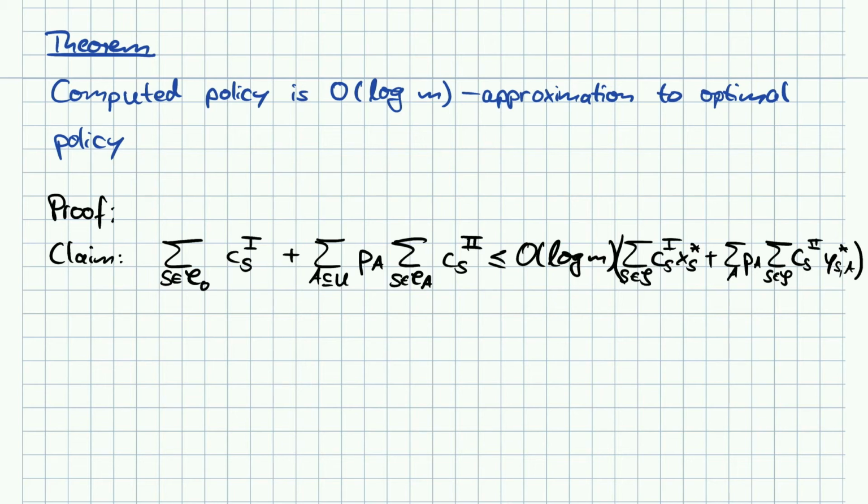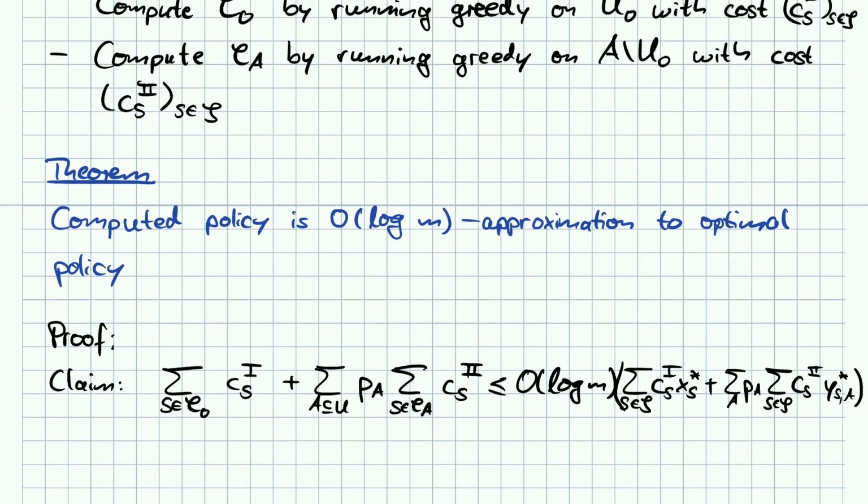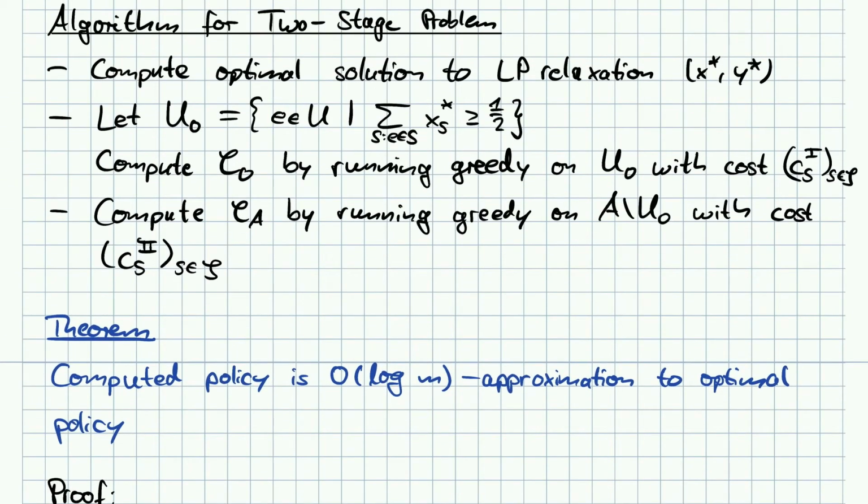Because, why is this? We know that the optimal policy has at least this cost, and this is exactly the cost of our solution, of our policy that we're computing. And what I'd like to talk about first is what is the first stage cost of our algorithm? How did we get to our first stage decision? Let's go back to the algorithm. We take the set U0 and then we run the greedy algorithm on U0.